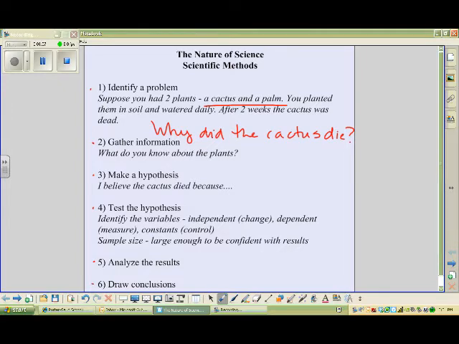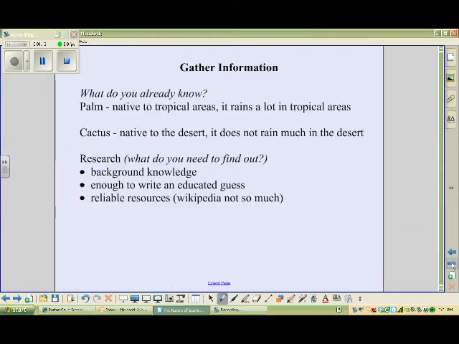So we now have our problem, so we have to gather some information. So we want to ask ourselves, well, what do you know about these types of plants? Well, we know a lot already. Sometimes you don't have to do research, sometimes you do. We know that palm trees are native to tropical areas, and it rains a lot in tropical areas. We know that cactus are native to the desert, and it doesn't rain much in the desert.